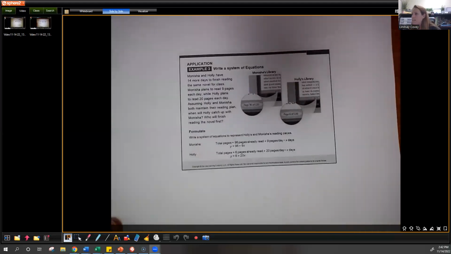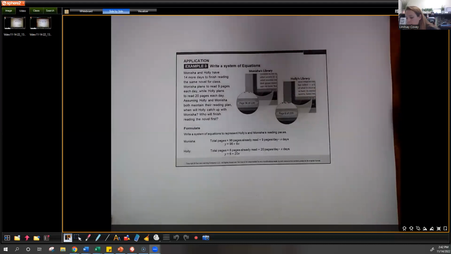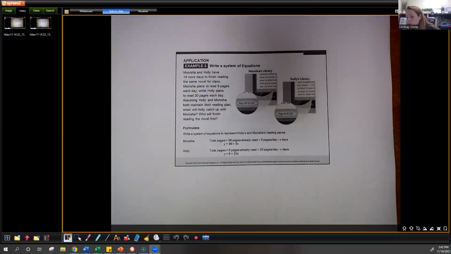Let's look at example 3. Monisha and Holly have 14 more days to finish reading the same novel for class. Monisha plans to read 9 pages each day, while Holly plans to read 20 pages each day. Assuming Holly and Monisha both maintain their reading plan, when will Holly catch up with Monisha? Who will finish reading the novel first?